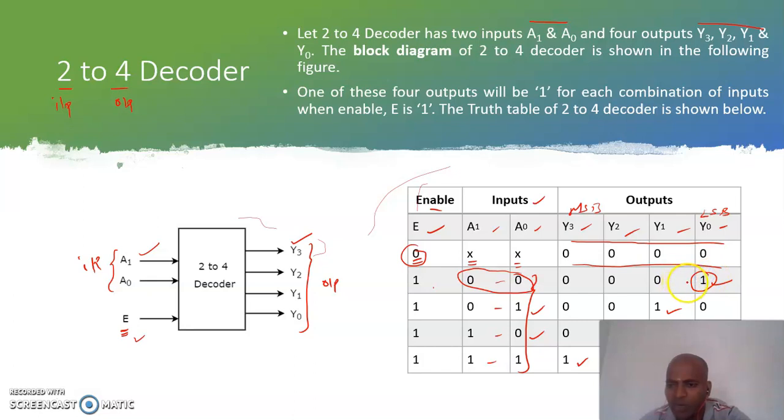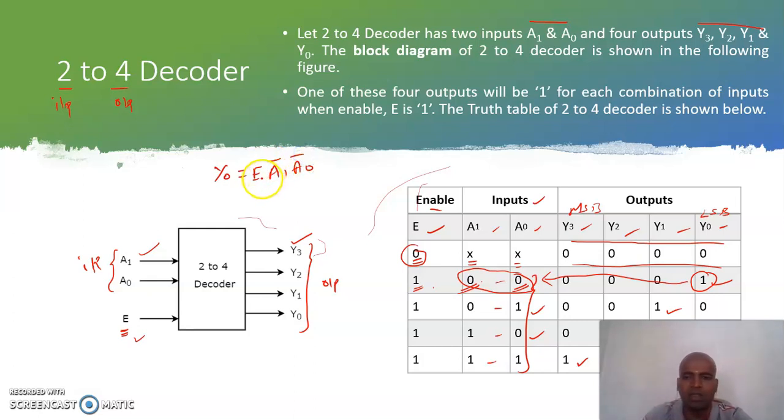So at that time, look at the corresponding input. What is the corresponding input? The inputs are A1 is equal to 0 and A0 is equal to 0 and E is equal to 1. So how to write this expression? That is, Y0 is equal to, E value is equal to 1, so E will be there. And A1, A0. A1 is 0 and A0 is 0. So in min term, A1 is 0 means it is A1 bar and A0 is 0 means it is A0 bar.